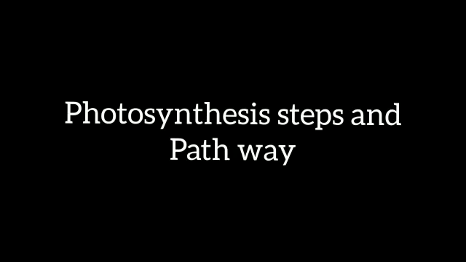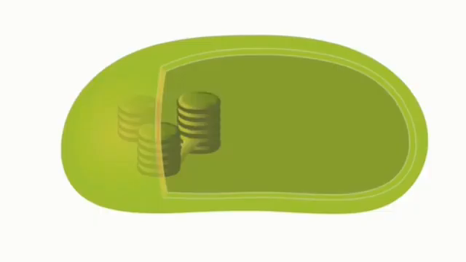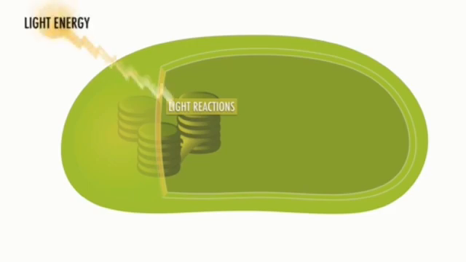Photosynthesis occurs in two steps inside of the chloroplast. The first step is the light reaction, which occurs in the thylakoid disk. Here, energy from the light is captured and water is split to create ATP and NADPH, which are energy molecules that will be used in the next reaction.